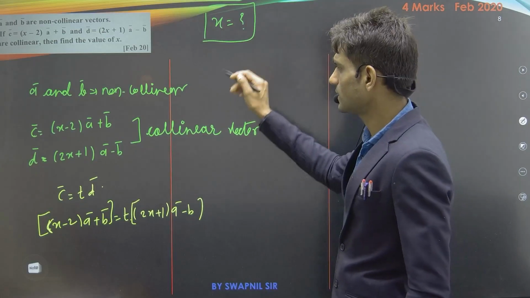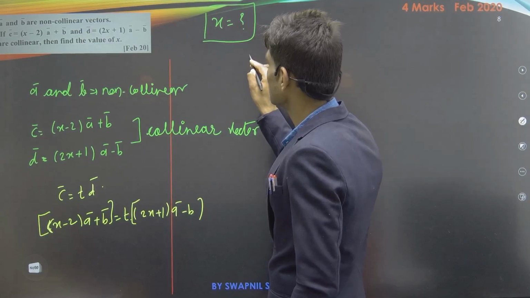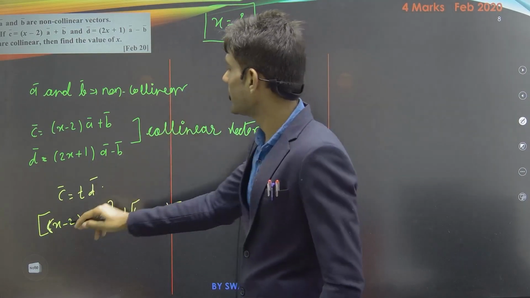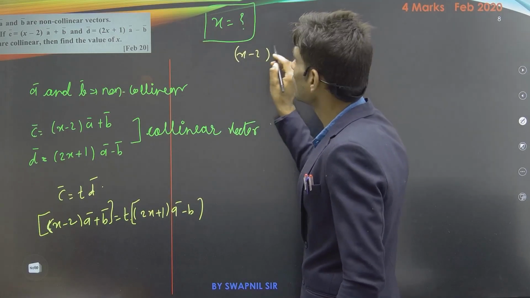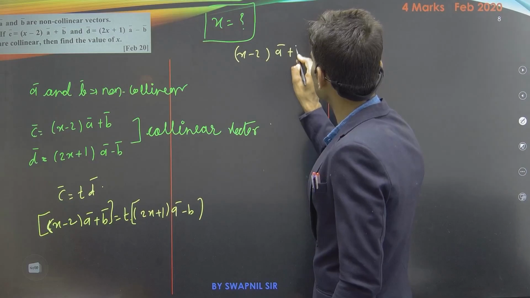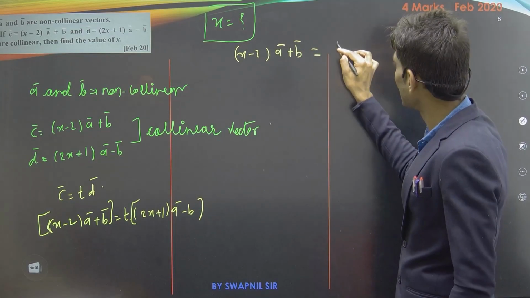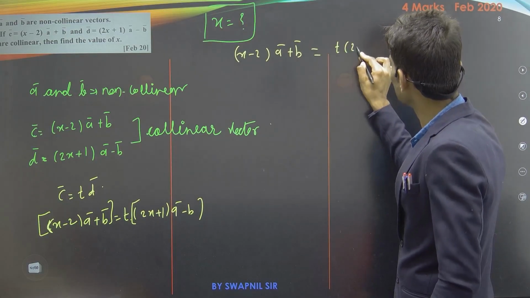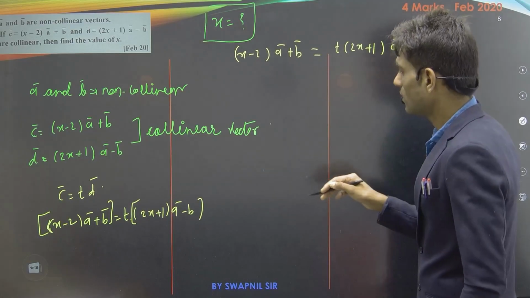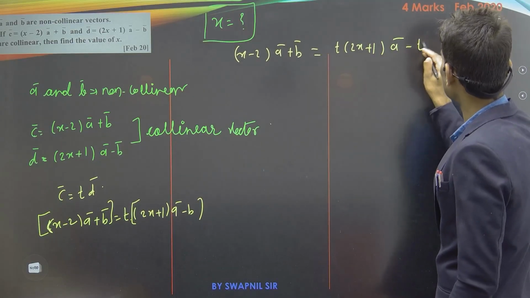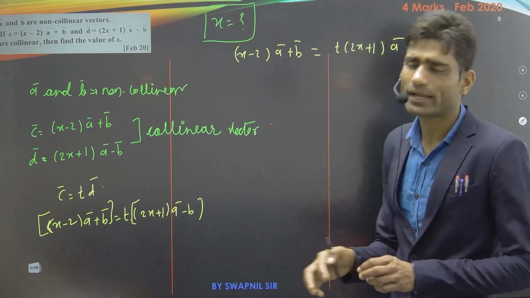Now let's go for the next step. x minus 2 into a bar plus b bar is equal to t times d bar, that means t times 2x plus 1 into a bar, plus minus t times b bar. Now see that I have multiplied t under the bracket here.